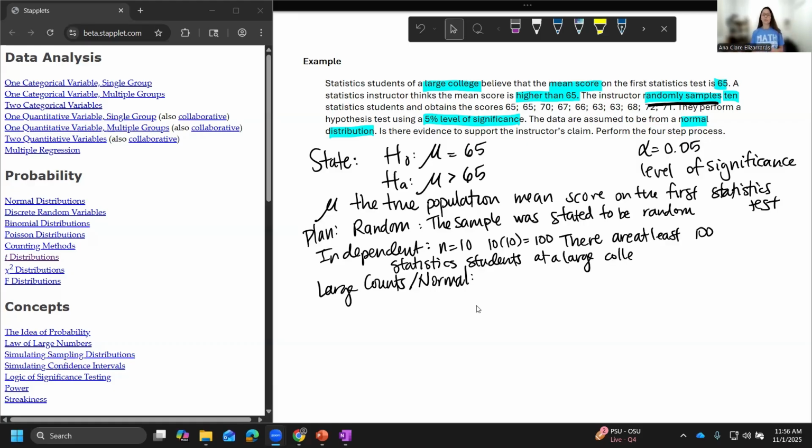Now, for large counts or normals for averages, there are 3 ways you can meet it, and you only need one of the 3 to work. Your sample size needs to be at least 30 for the central limit theorem to apply. It is not. We would need to graph the data unless we're told that this is a normal distribution. And for the neat and tidy problem that we have, we are told that this is a normal distribution. So we can say we are told to assume the distribution is normal.